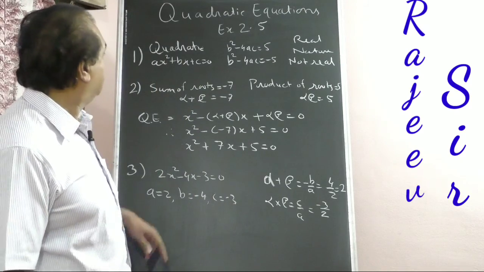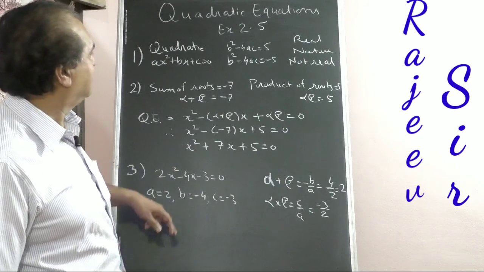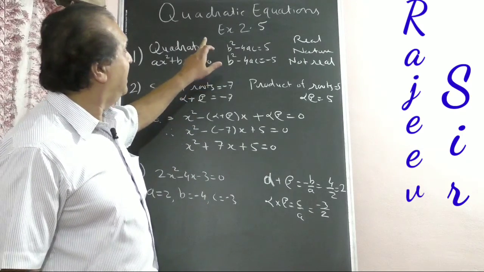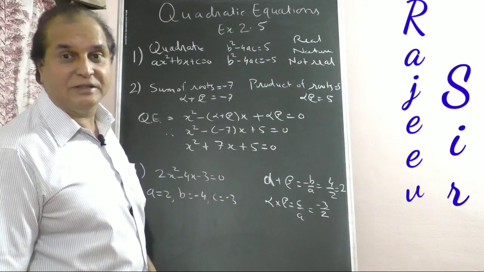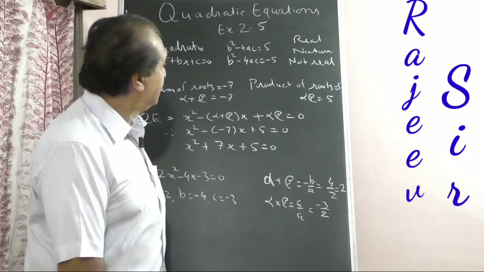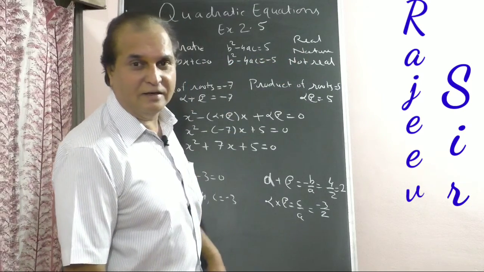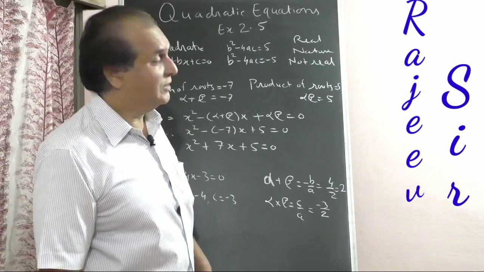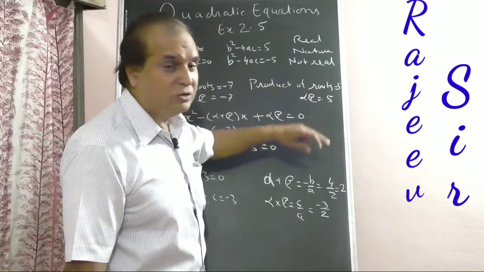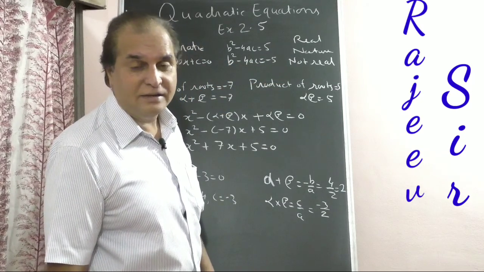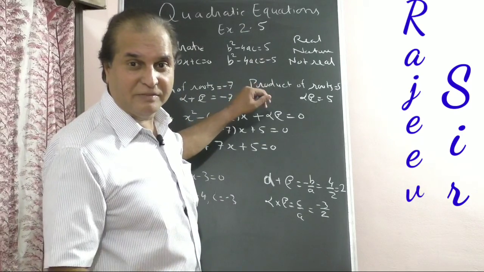See, quadratic equation ax square plus bx plus c equal to 0. Now b square minus 4ac is called the discriminant. If the discriminant is 5, meaning greater than 0, the nature of the roots is real. If the discriminant is negative, minus 5, the roots are not real. Nature of the roots: not real. Okay, you must not make a mistake.